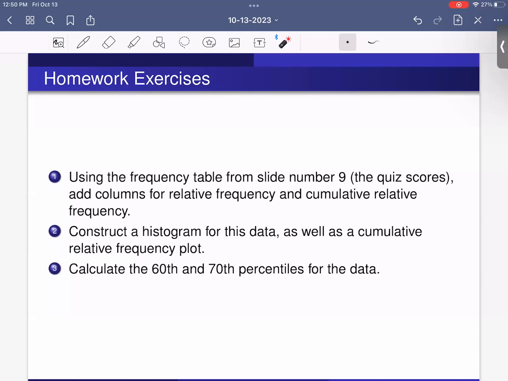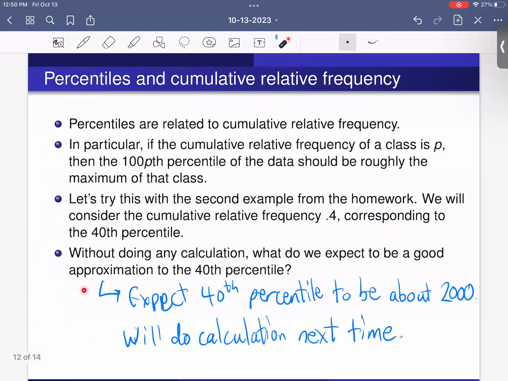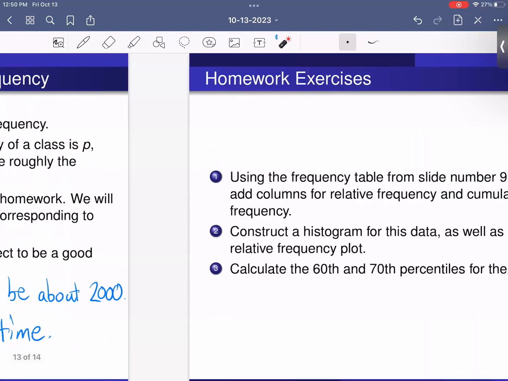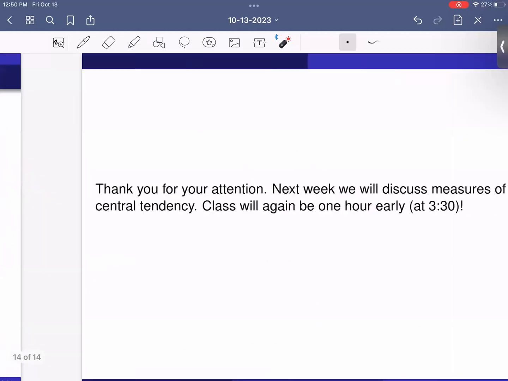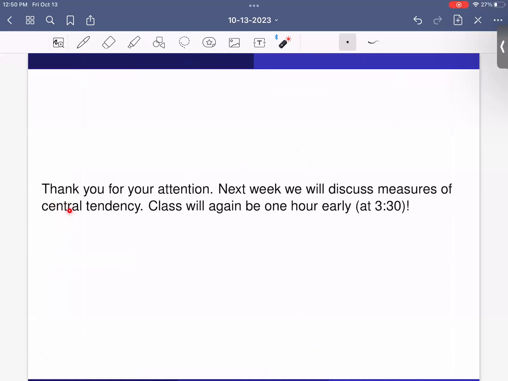Next time we'll do this example where we calculate the percentile, which we expect to be about 2,000. And then next time we'll discuss measures of central tendency.